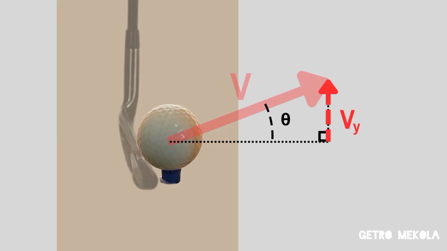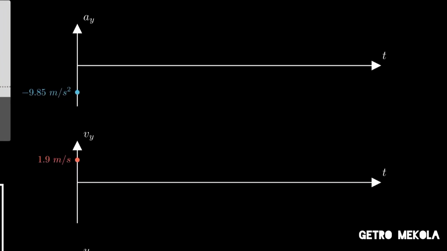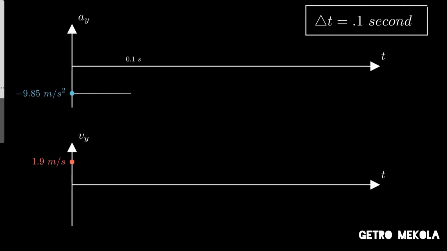We also know the initial vertical velocity by taking the sine of the launch velocity found in the last part. Plugging that value into our equation, we get the initial vertical acceleration to be negative 9.85 meters per second squared. Next, we'll assume the ball accelerates at this constant rate for a short period of time, let's say 0.1 seconds. Later, we'll check that this time step is small enough to minimize the numerical error.